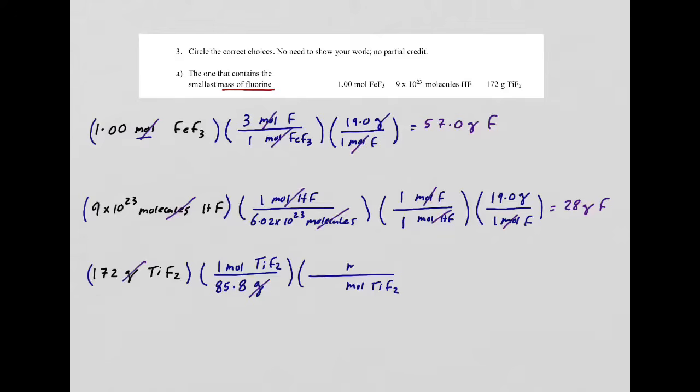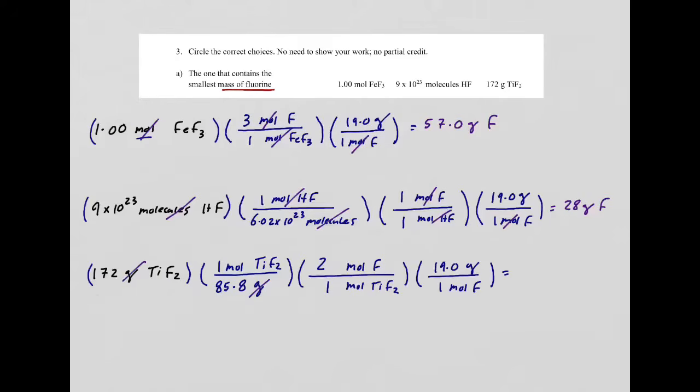What I want is moles of fluorine. What's the mole ratio here? Tell me, in 1 mole of TiF2, how many F do you have? You have 2 F. So in 1 mole of TiF2, I have 2 F. Again, I'm going to go all the way to grams. You can also stop at moles and compare because they're all going to be multiplied by 19.0. So you can also do that too. But I want to go all the way to mass to get more practice.